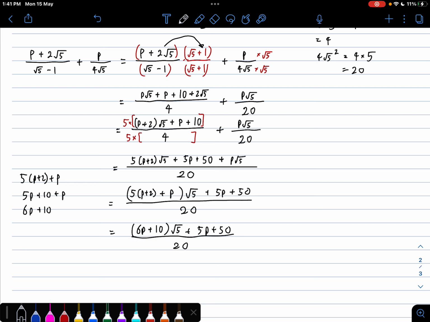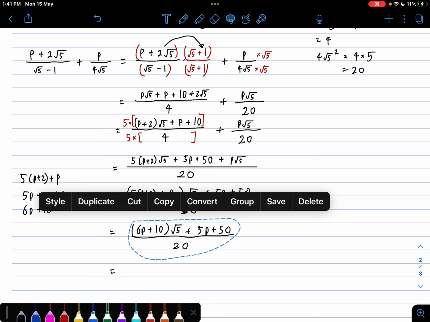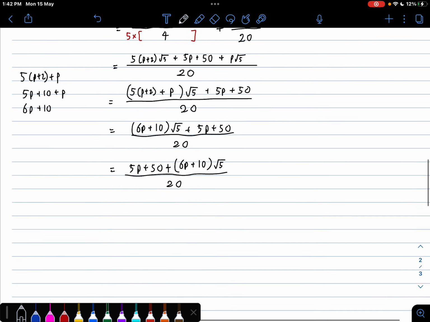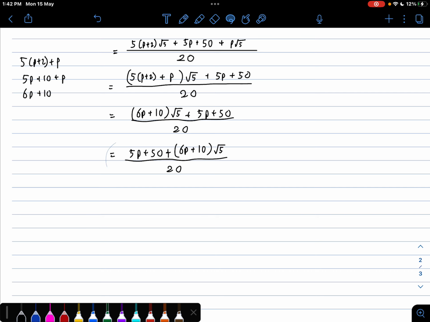Good. Now we can do a further simplification. I'm going to swap the 5p plus 50 with the 6p plus 10 root 5, so it will look something like this. And then what I'm going to do next is I will split it up. Those that have a square root, something times the square root, I will split it up so that it goes to the right. Likewise, for the ones that don't have square root, I will split it up and put it to the right.